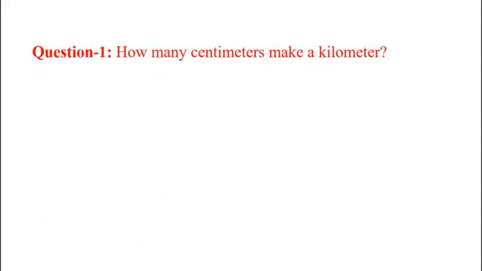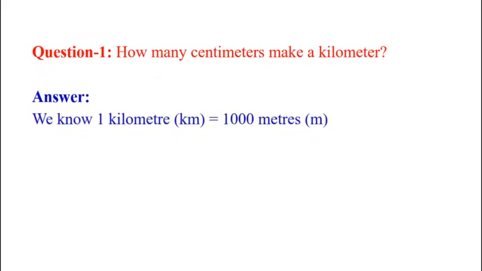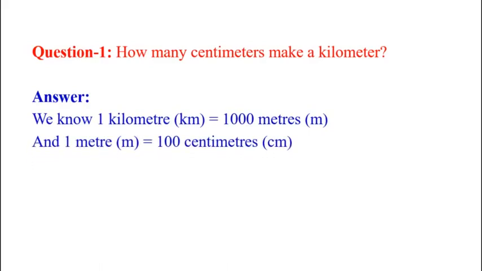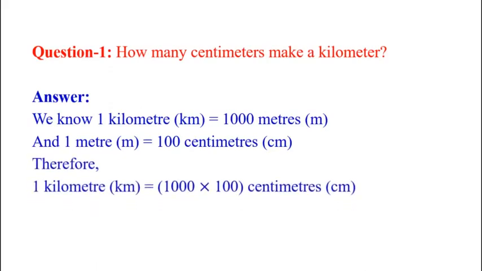Question 1. How many centimeters can make a kilometer? Answer. We know 1 kilometer is equal to 1000 meters and 1 meter is equal to 100 centimeters. Therefore, 1 kilometer is equal to 1000 into 100 centimeters. That is equal to 1 lakh centimeters. So, 1 kilometer is equal to 1 lakh centimeters.